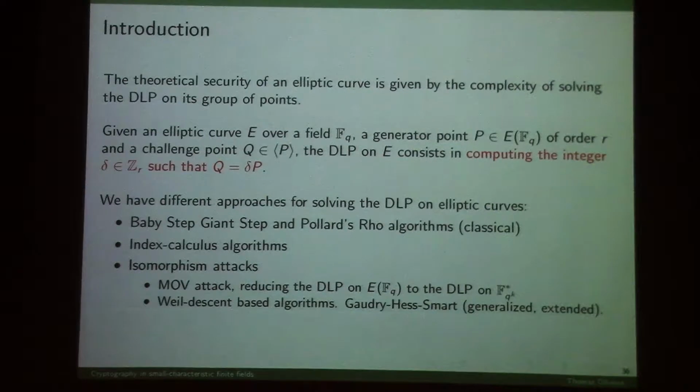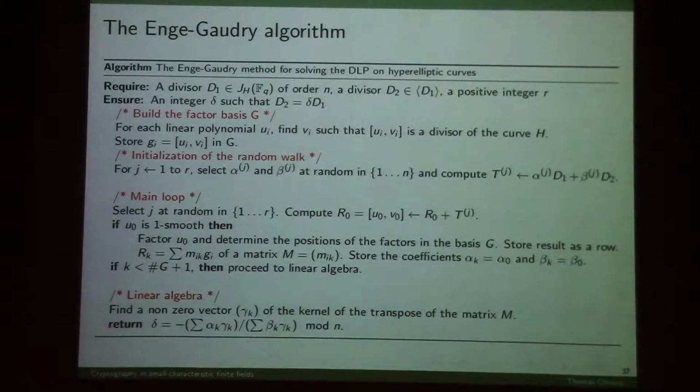Specifically, the Gaudry-Hess-Smart attacks, where we reduce the DLP over an elliptic curve to a DLP over the Jacobian of a hyperelliptic curve. There, we have a sub-exponential algorithm for solving the DLP. The most important algorithm is the Enge-Gaudry algorithm. It's also an index calculus algorithm. We construct a factor base, then you have to collect relations, and after that, solve a linear algebra problem, and you get the logarithm.